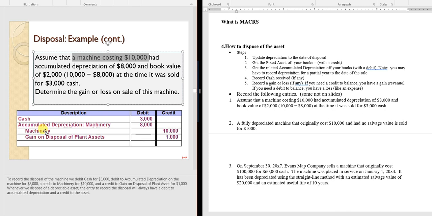So right now I have, always put your debits first, your credits second, so I'll leave some space here. I have a credit to my machine for $10,000 to get it off my books, a debit to accumulated depreciation to get it off my books. I got cash. Cash is an asset, so I debit cash. So now I have $11,000 on my debit side and $10,000 on my credit side. So I need a $1,000 credit to balance. Since it's a credit, it's revenue. I made money on it, it's a gain. It's just as easy as that.